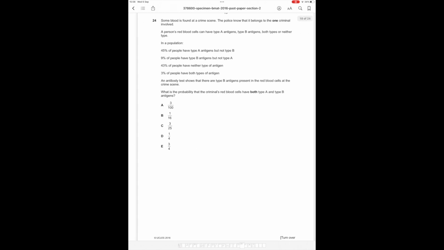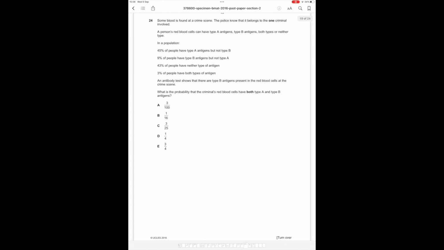Okay. Question number 24 then. Some blood is found at a crime scene. The police know that it belongs to one criminal involved. A person's red blood cells can have type A, B, both, or neither type. In a population, 45% of people have type A antigens, but not type B. 9% have type B, but not type A. 43% have neither.